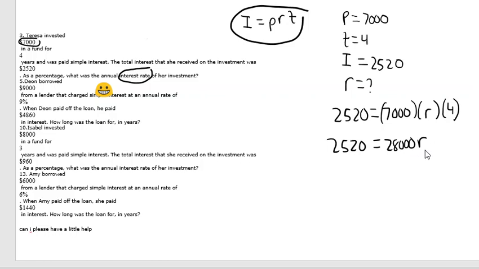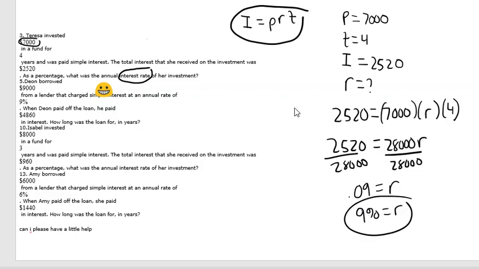And now to solve for the R, to get rid of the multiplication of 28,000 and get the R alone, we would divide by 28,000 on both sides. That gives us 0.09. Now, we need to put this in as a rate because we have a decimal here. To change this decimal into a percentage, we would multiply by 100. So 0.09 times 100 would be 9%. R equals 9%.